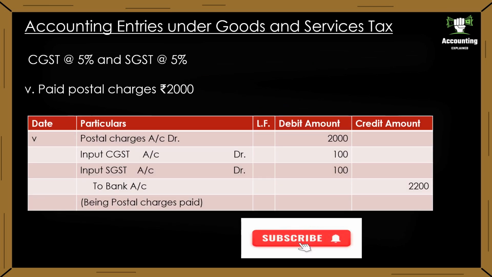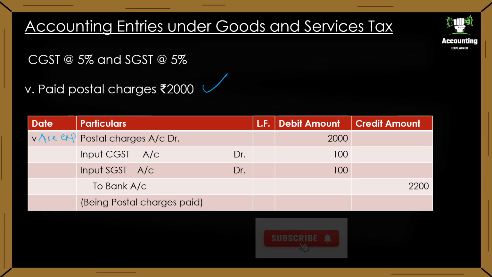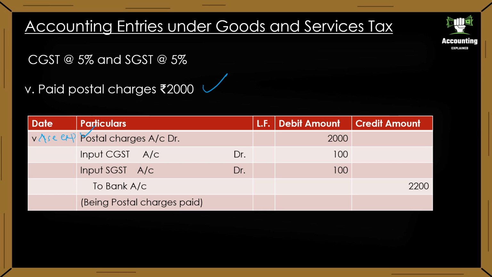The next transaction is paid postal charges rupees 2,000. When you pay postal charges, it is increase in expense. Increase in expense means you have to debit it. So postal charges account debit rupees 2,000. Again for expense you are going to pay CGST and SGST. So it is called input CGST and input SGST.